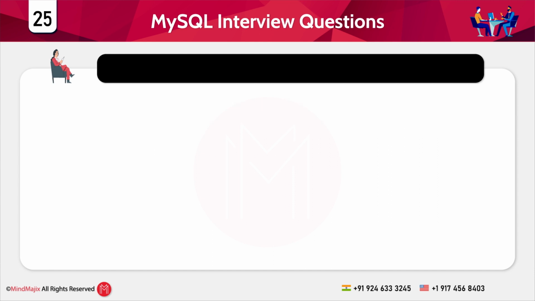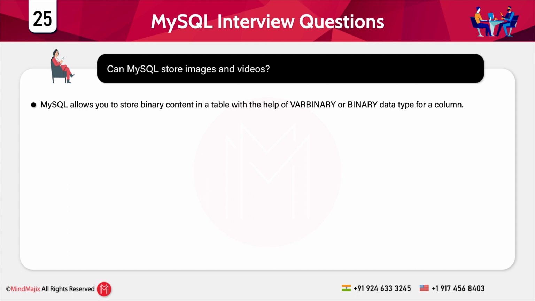The next question over here is, can MySQL store images and videos? MySQL allows you to store binary content in a table with the help of the binary or blob data type for a column. So it can store file content like images, sounds, videos, and simply a binary snippet. There are two methods to save images. The most widespread method is to save the file name in the MySQL table and then upload the image to the folder. The second method is to store the image in the database directly.